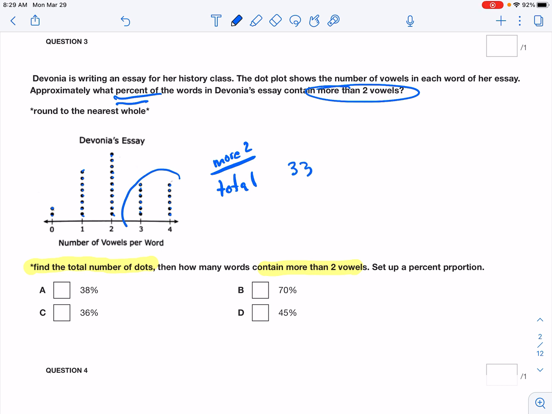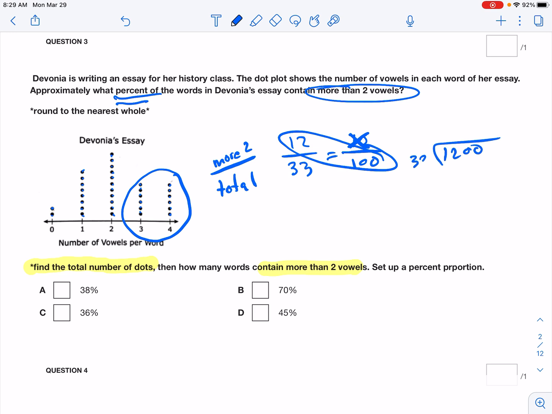More than 2 would be these, the 3 and 4. So there's 12 of those. And to find the percent, we're going to do X out of 100. So we get 1,200 divided by 33, and it gets us 36.36. So rounded to the nearest whole, we're going to just say it's 36%.